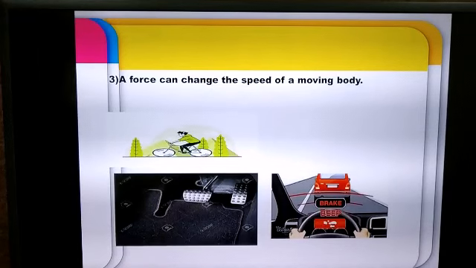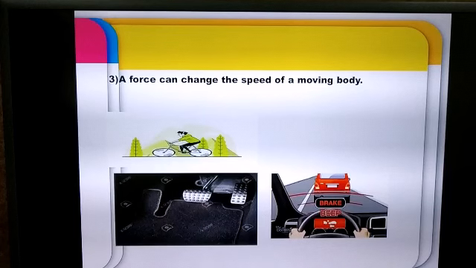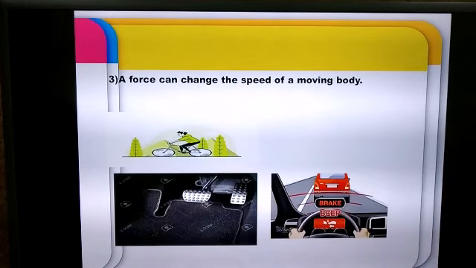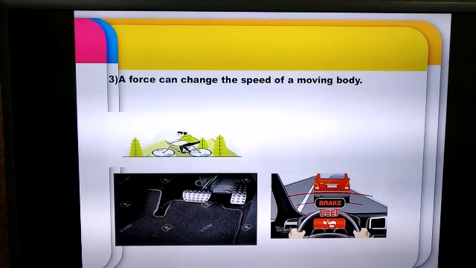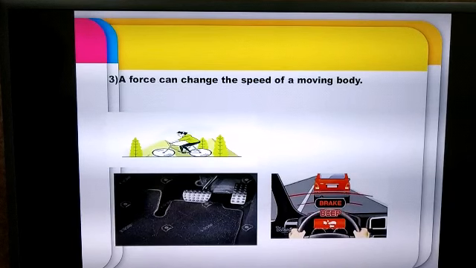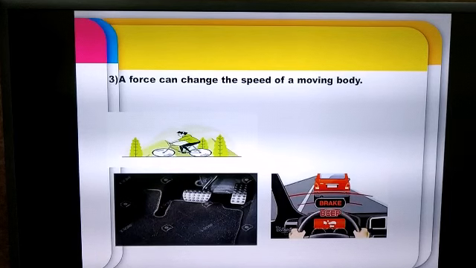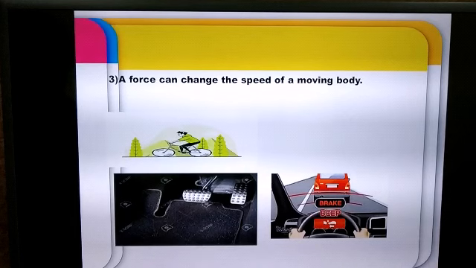A force can change the speed of a moving body. That is, the speed of a body can be increased or decreased by applying force. If a cyclist wants to increase the speed of the bicycle, he can pedal faster. Whereas, if he wants to go slowly, then he can apply brakes on the moving bicycle. Thereby, the speed of the bicycle will decrease.